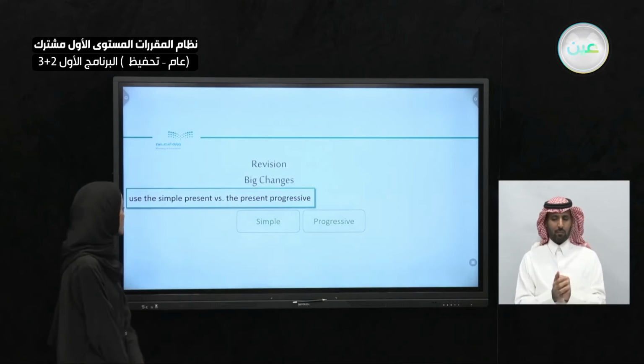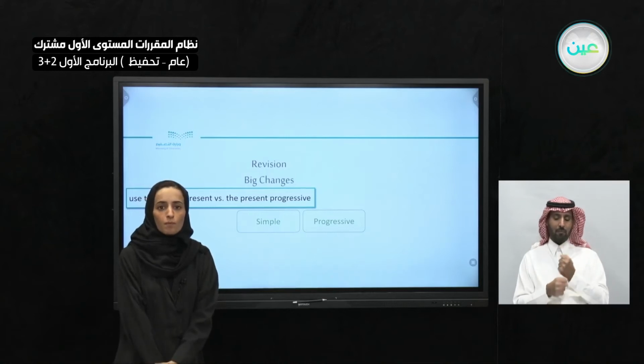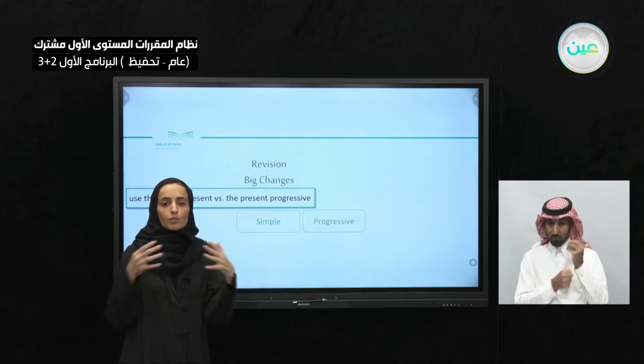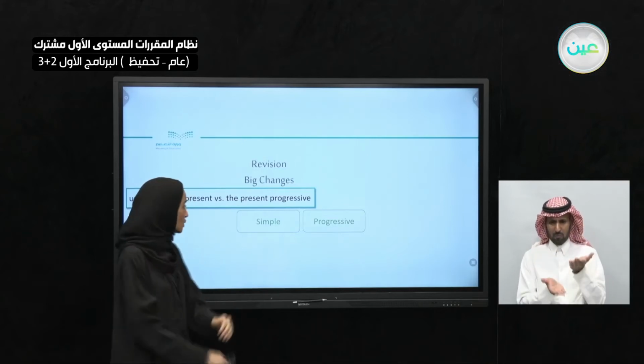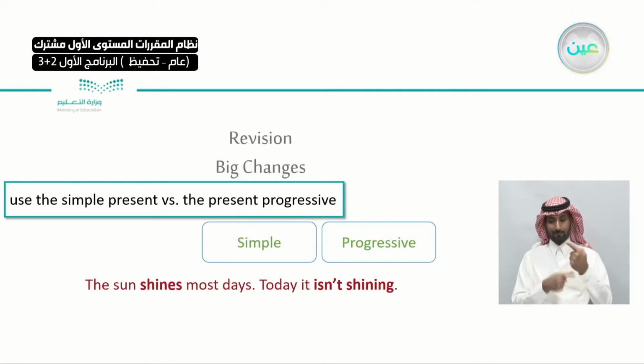The second thing that we talked about is the use of the simple present versus present progressive. What is present simple? What is present progressive? When do we use this and when do we use that? Now you are at a level where you know the tenses. Now you have to compare between them. When do we use the present simple or when do we use the present progressive? The simple tense, you use it for routine, something that will happen forever, will never change.